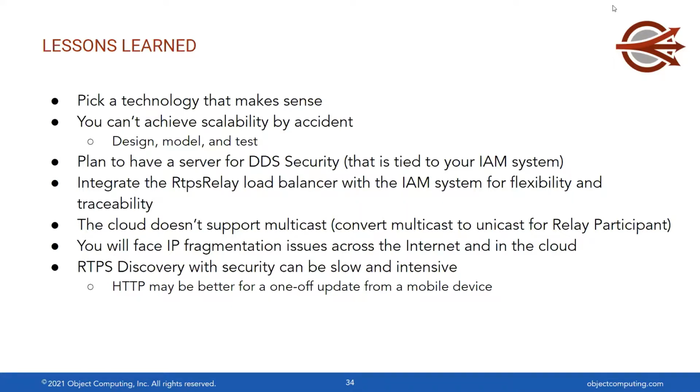The cloud doesn't support multicast, so if you're running the relay, you'll have to prepare for converting multicast to unicast for the relay participant, and we have a utility for doing that, and other utilities exist as well. You will see IP fragmentation issues across the internet and in the cloud.